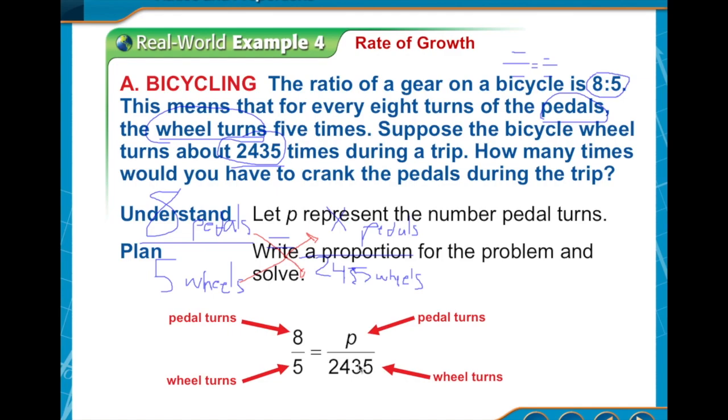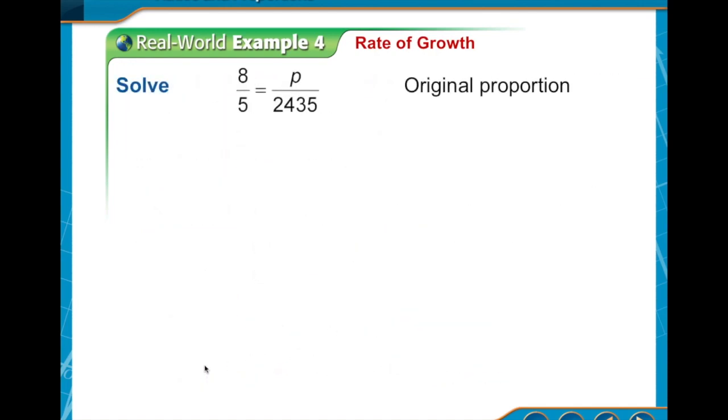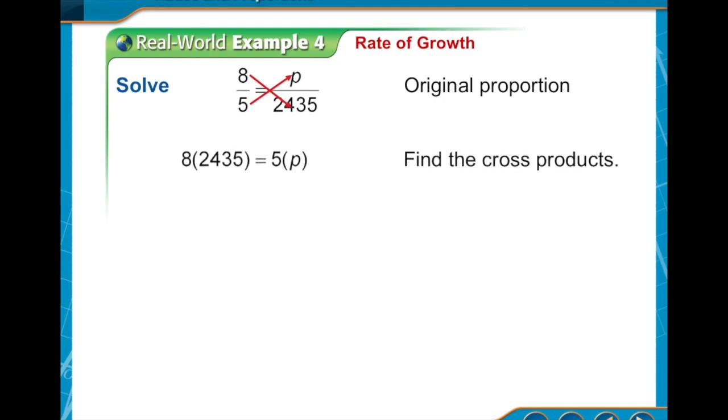So this is the same proportion that we just wrote. Notice the pedal turns and the wheel turns are on opposite sides. Pedals are on top, wheel turns are on the bottom. Your units should be organized together like that. The same thing on top and the same thing on top with both fractions. So now you solve for what's missing by multiplying across, just like we said. So you start there, multiply across, find the cross products.